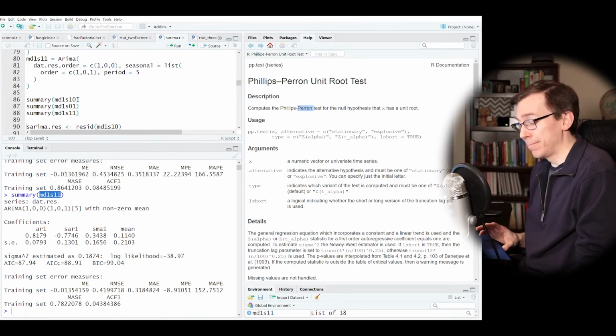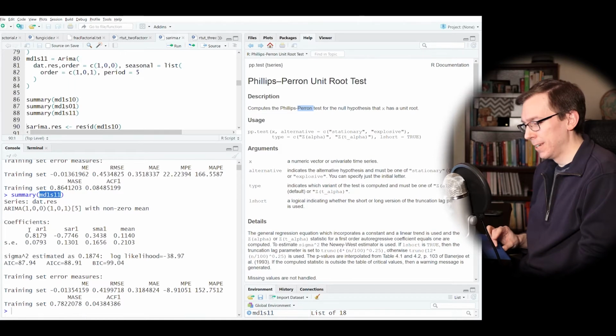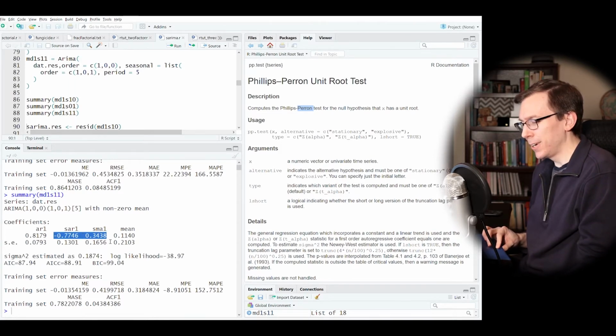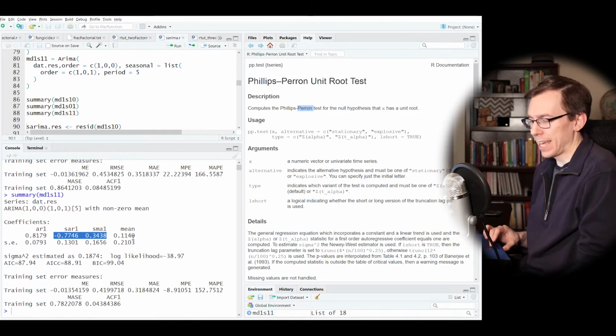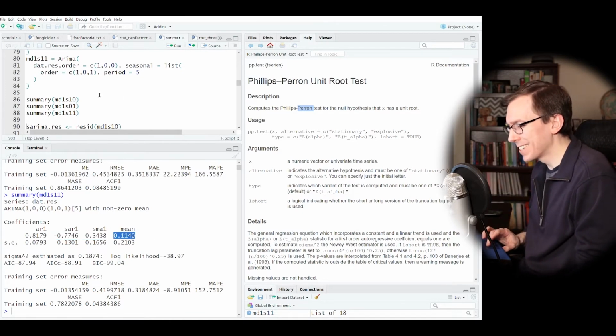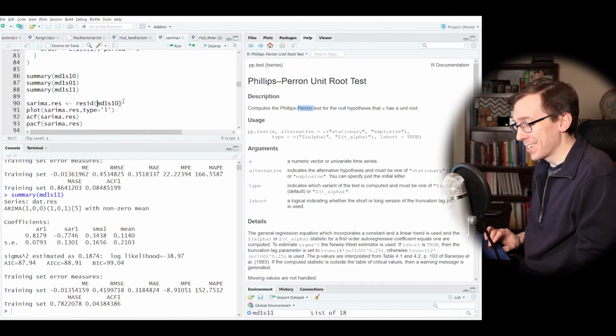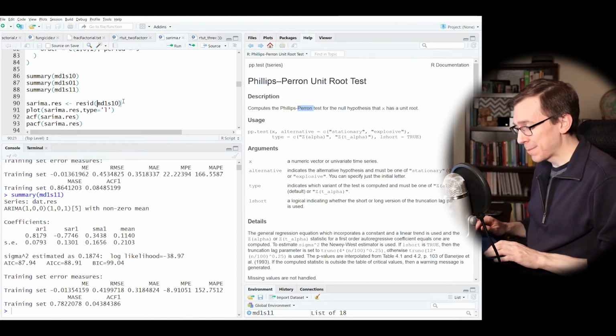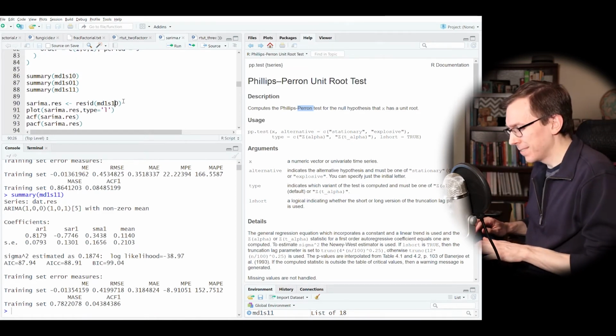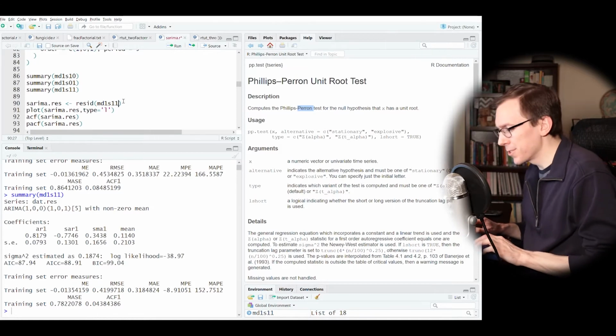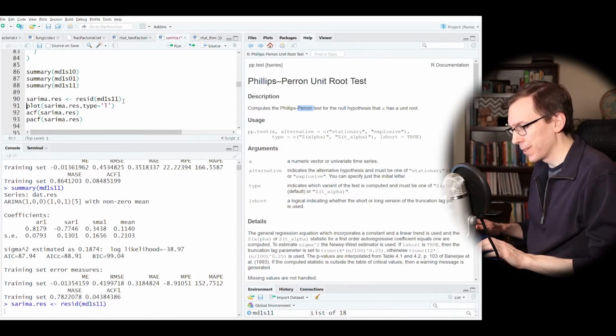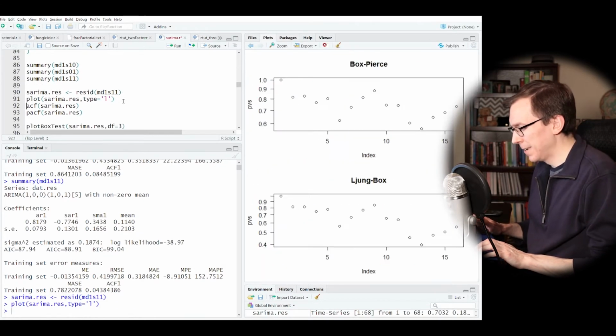So, now we have a model that has a non-seasonal AR1 and a seasonal ARIMA 1,1, and then there's that mean, which again, we don't really care about. All right, so let's look at the residuals for this model. Oh, I think I chose the other one. Well, let's choose this one. Let's look at the residuals for this model and see what we get.